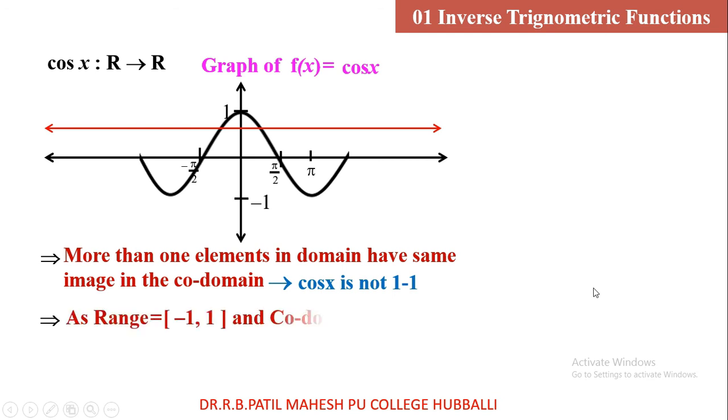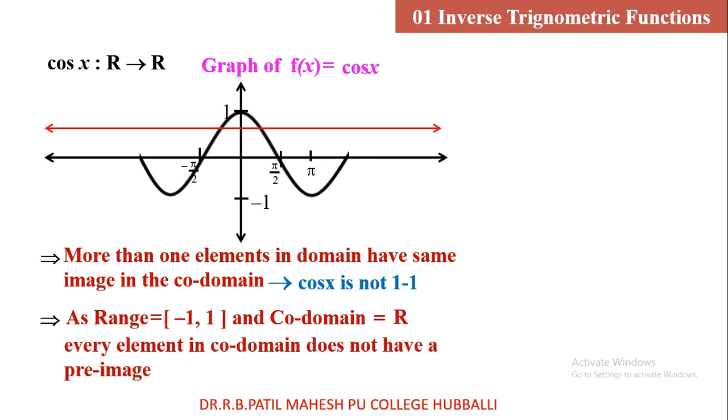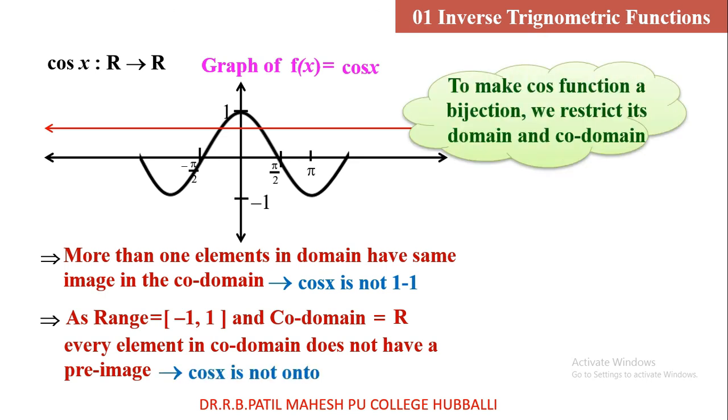What about onto? The range is minus 1 comma 1, but the codomain is R. They are not equal, or you can say every element in the codomain does not have a pre-image. Therefore cos x is not onto. Overall it is not bijective. So to make the cos function a bijection, we restrict its domain and codomain. As we discussed earlier, we should restrict the domain and codomain of the cos function, then that will become bijective.